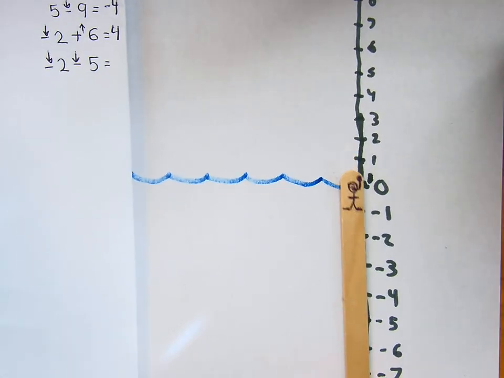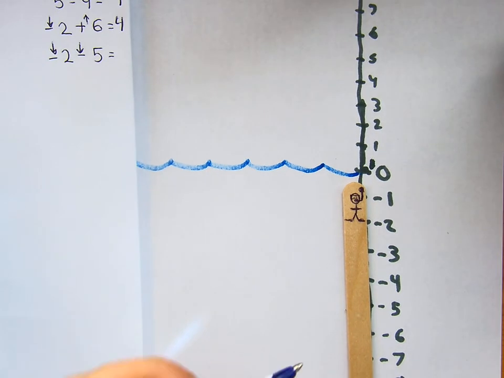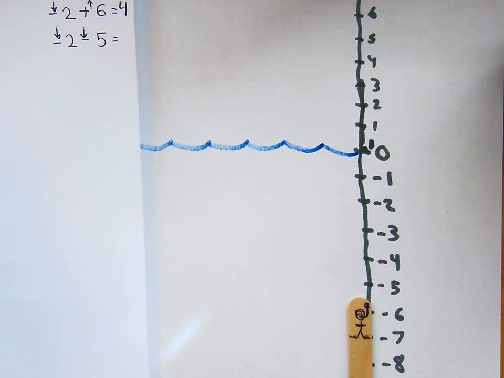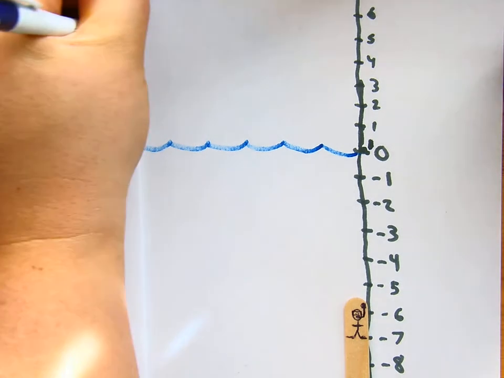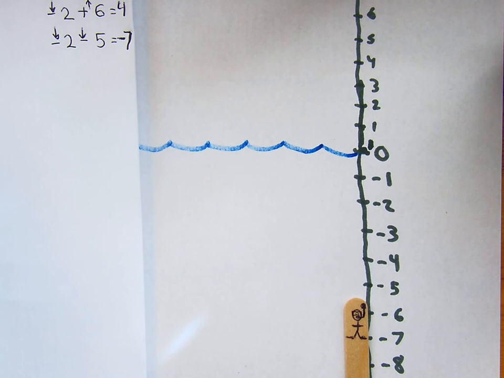Well, we're going to swim down 2 feet, and then we're going to swim down another 5 feet. So 1, 2, 3, 4, 5. Or basically a grand total of being underwater by 7 feet. So thus a negative 7.